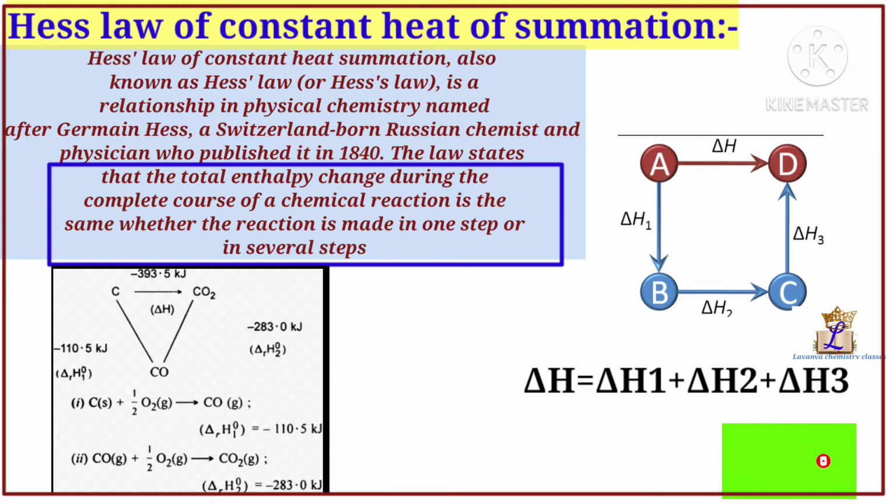Moving to the topic, what is Hess's law of constant heat summation? Hess's law is a relationship in physical chemistry named after Germain Hess, a Switzerland-born Russian chemist and physician who published it in the year 1840. This law states that the total enthalpy change during the complete course of a chemical reaction is the same whether the reaction is made in one step or in several steps.